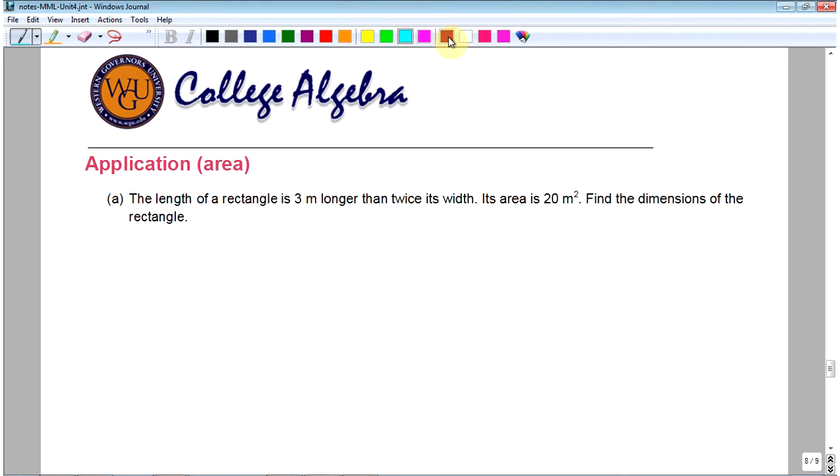Whenever possible, I like to draw a picture to help me visualize what we're talking about. So I'm going to start off with my rectangle. And we know that the length is 3 meters longer than twice its width. So let's call its width W. Then I know that the length is 3 meters longer than, so that means I'm adding 3 to something. 3 meters longer than twice its width. Well, twice the width means we're multiplying it times 2. All right, so that expression would represent our length.